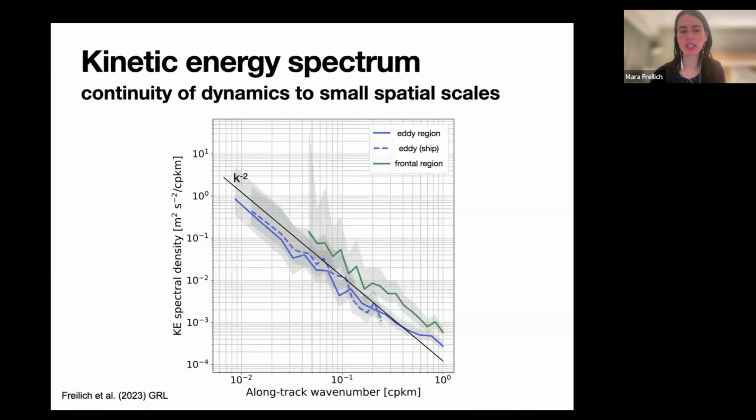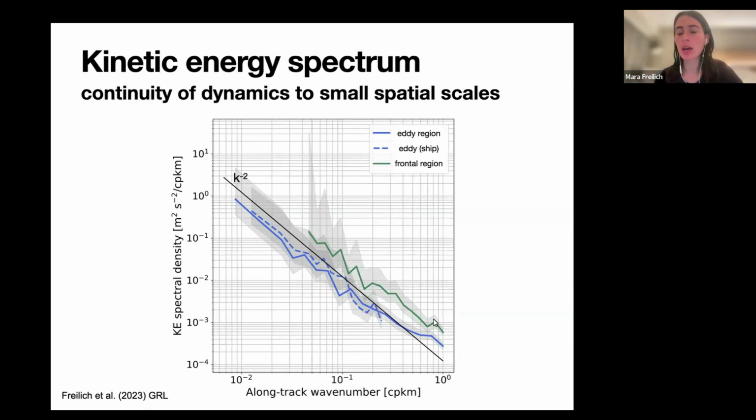And so one of the first things I did when I got these observations was just look at what is the kinetic energy spectrum. And some of the power of these observations is that we have this 500-meter resolution, but it's also nearly synoptic across 100-kilometer spatial scales.